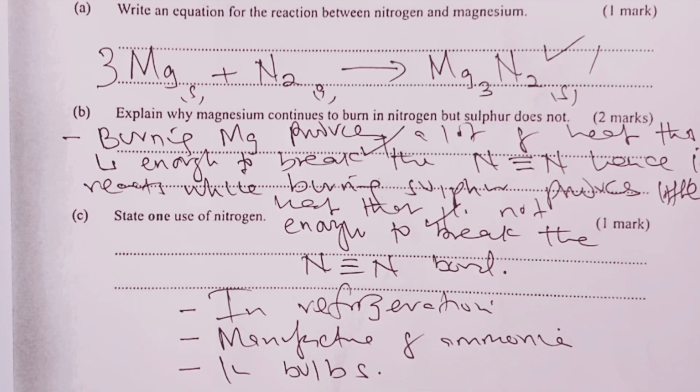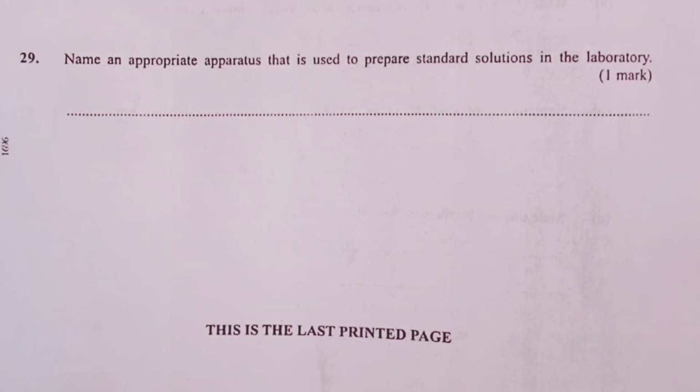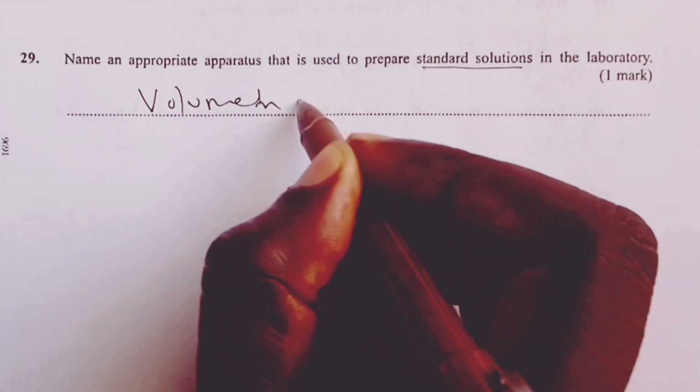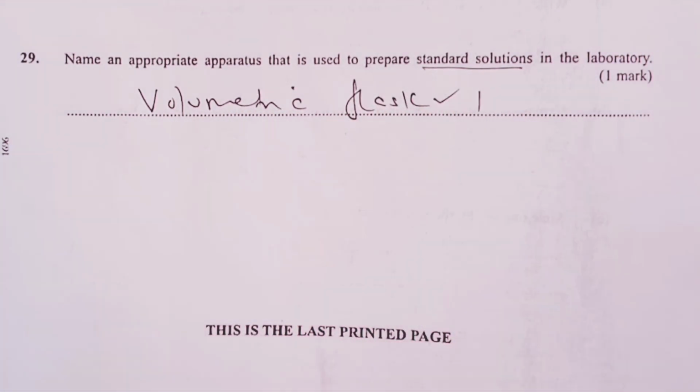We finally look at question number 29, which basically tested Form 1 work on apparatus, but we include it here because the candidate needed to have some knowledge from the mold of Form 3. Name an appropriate apparatus that is used to prepare standard solutions in the laboratory. This is quite easy. We call the apparatus volumetric flask for 1 mark.